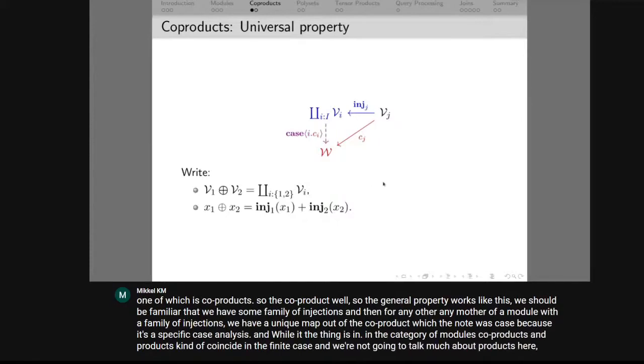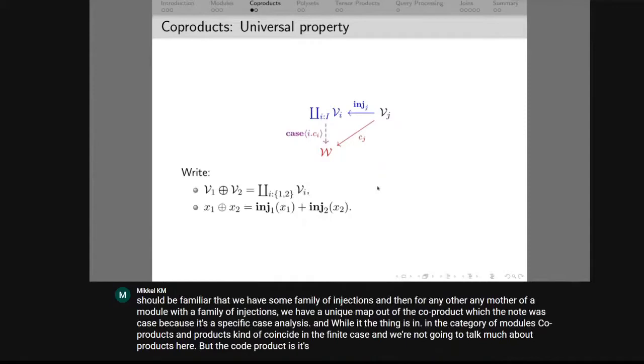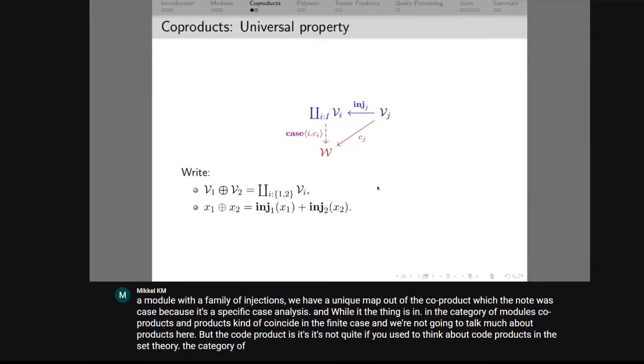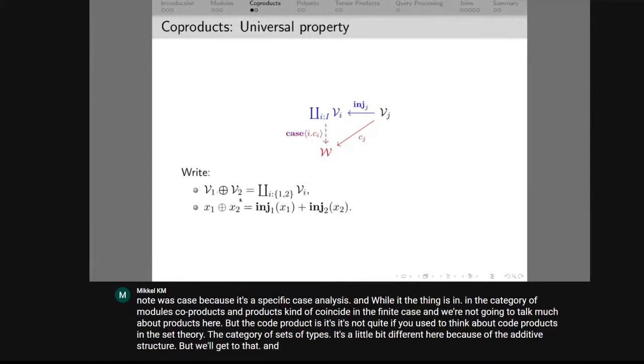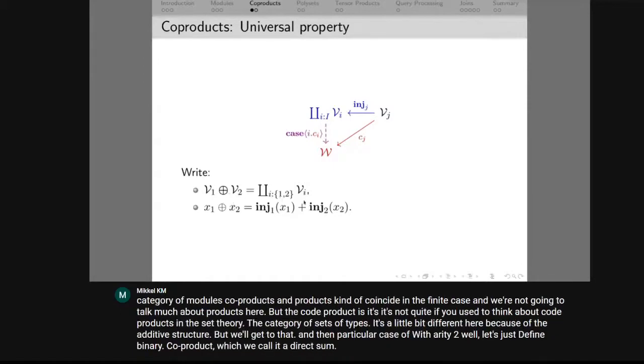But the co-product, if you're used to thinking about co-products in the category of sets or types, is a little bit different here because of the additive structure. But we'll get to that. And then the particular case with arity 2 is just a binary co-product, which we call a direct sum. So we have this handy notation for just adding two things of different types.